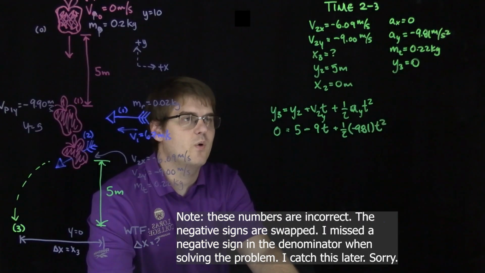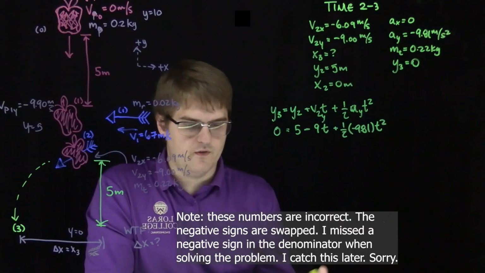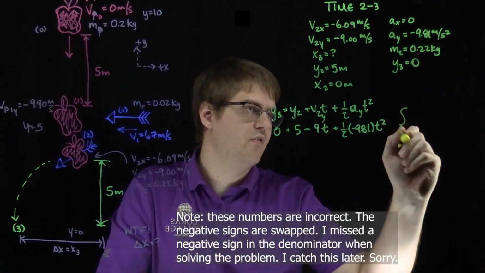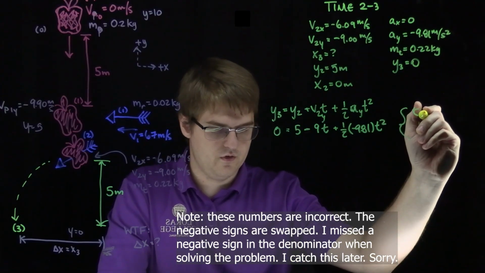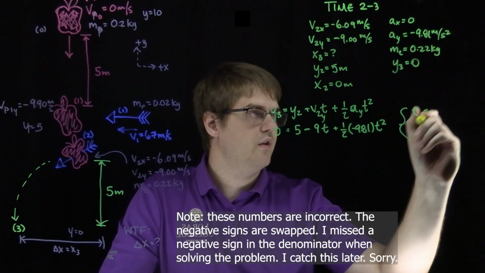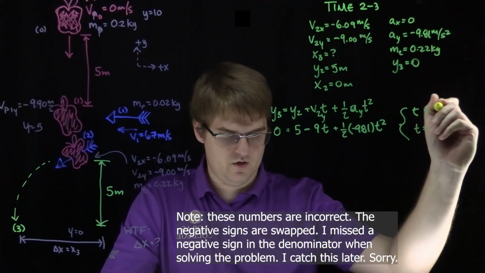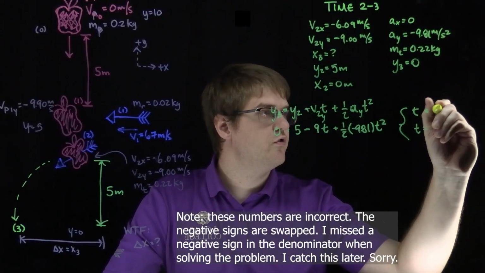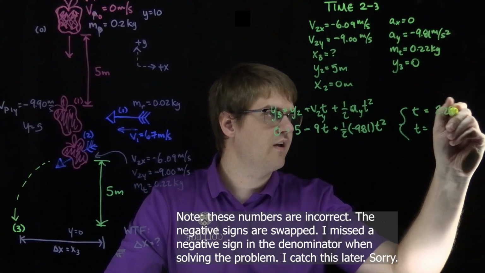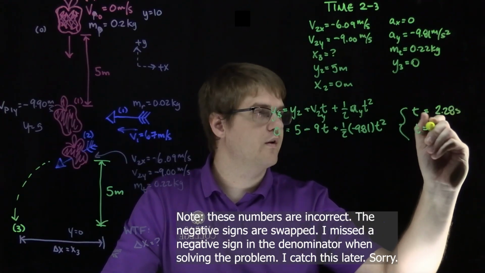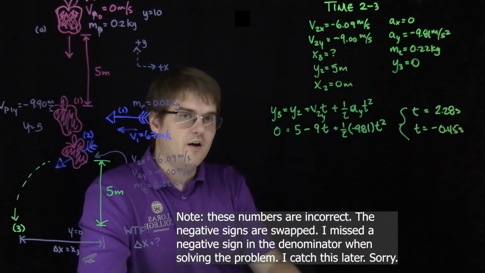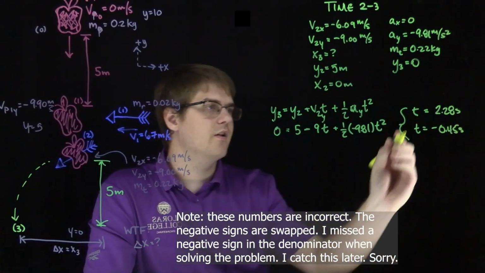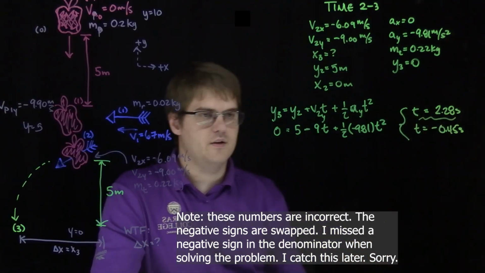And I need to solve the quadratic formula here. If I do solve it, I get a time of either 2.28 seconds or negative 0.45 seconds. Of those, it should hopefully be fairly clear that this is the number we want.